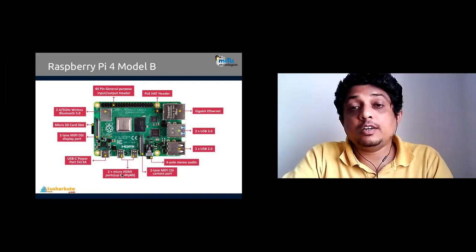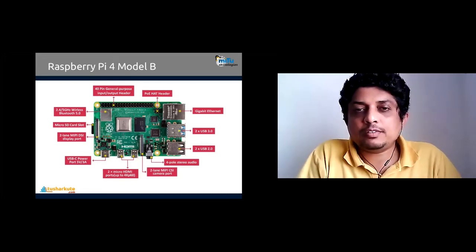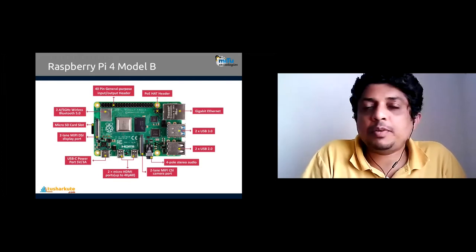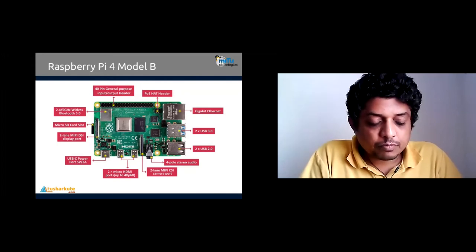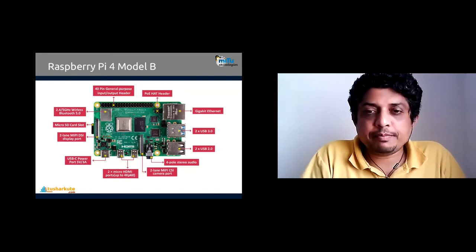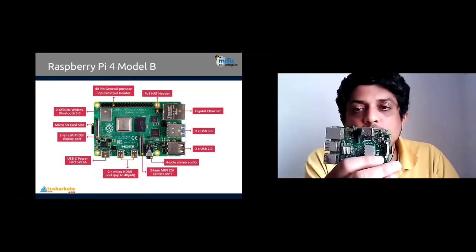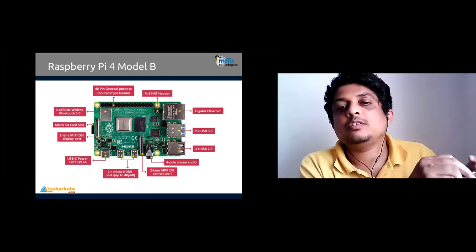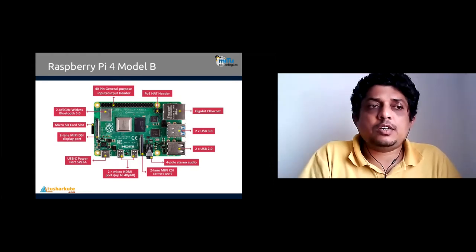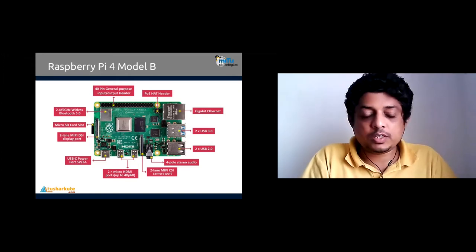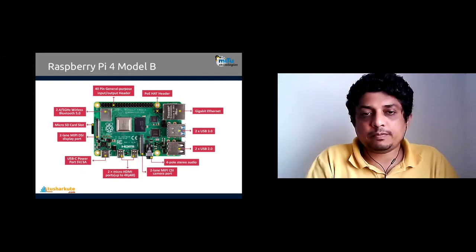Then 2 micro HDMI ports are there. Currently Indian electronics is not yet familiar with micro HDMI ports. That's why the 4th version is not yet getting much popular. The 3rd version is still in use because an HDMI port is present. But micro HDMI can also be used. We require a converter. That converter will convert the micro HDMI to the HDMI port.